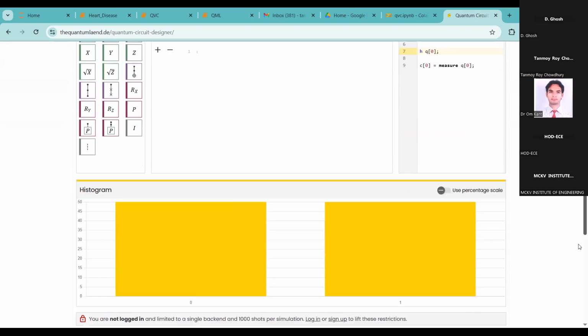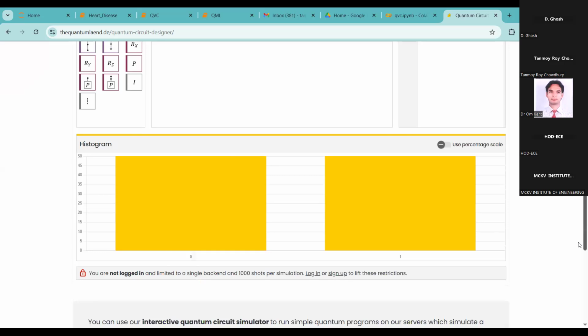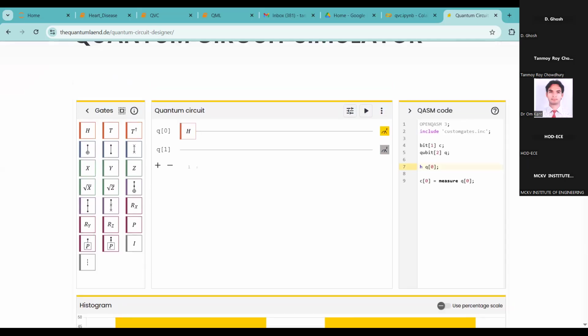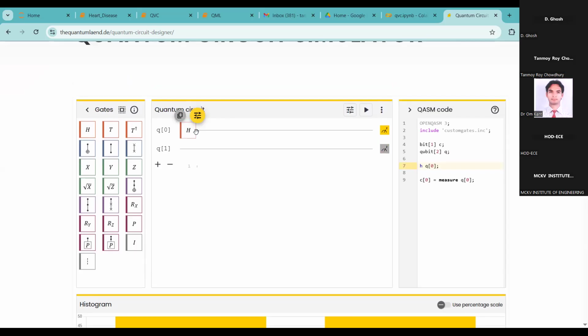Look at this graph. This is the histogram of measurements. You can see counts 50. So 50% of the time, if you measure the qubit, you will get a 0. And 50% of the time, if you measure the qubit, you will get a 1. That's the measurement, because it was initialized to 0. And remember, the Hadamard gate puts it into a superposition. So this is what you have.